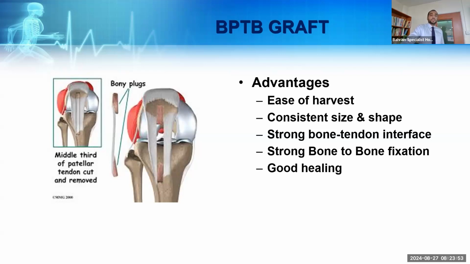The bone-to-bone fixation has a bone fragment on either side of the graft. You can see there is a bone plug on the upper part and the lower part, and the middle part is the tendon. So this bone part integrates very well with the femoral tunnel and the tibial tunnel.